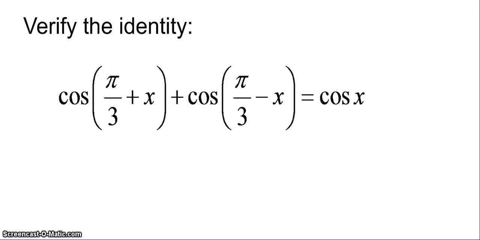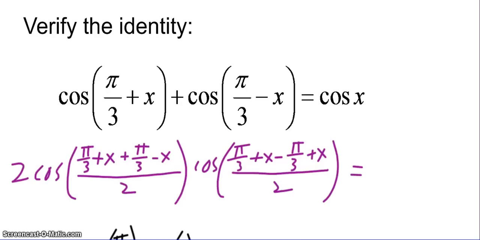Next one. I want you to verify the identity. Cosine of pi thirds plus x plus cosine of pi thirds minus x is cosine of x. Use the sum to product identities. Pause the video, unpause when you're ready to check your work. Alright, so here cosine of pi thirds plus x plus cosine of pi thirds minus x is 2 cosine of pi thirds plus x plus pi thirds minus x over 2 times cosine of pi thirds plus x minus pi thirds plus x over 2.